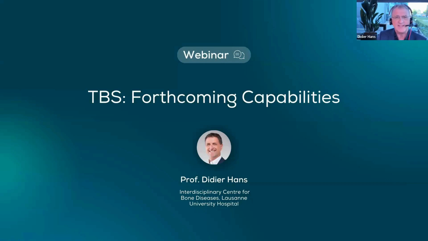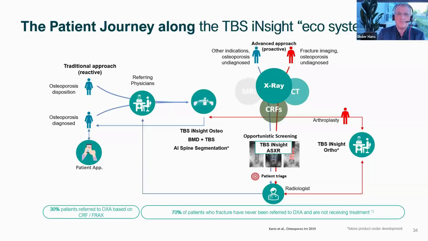Thank you, Lauren. So I will take you to the next step. Not what we have developed so far, it's mostly what we are currently developing or will be developing soon. If I share this slide, even though it's quite complex, on the left side of the screen you will see the patient journey on TBS inside ecosystems. The left side is a classical approach, what we call the reactive approach, where patients are funneled toward a system based on referring doctors with clinical risk factors, FRAX, and so on. But it only concerns about 30% of the patients. That's where we have the TBS inside.